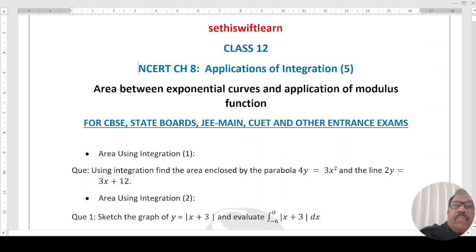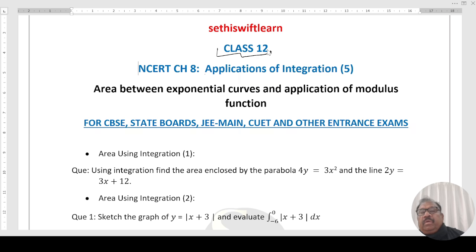Hello students, in today's session of class 12 maths, the topic is area between two curves. We are going to discuss exponential and modulus functions. The topic will be area between exponential curves and application of the modulus function. Concepts will be cleared through illustrations.